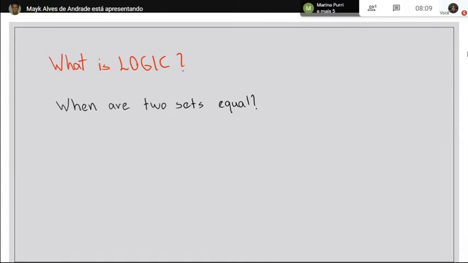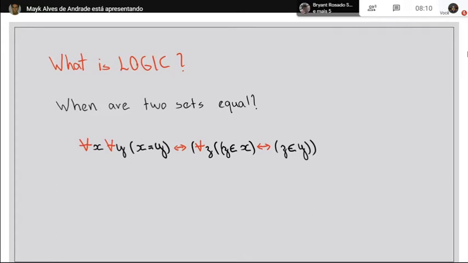So that's another question. When are two sets equal? Well, the answer is when they have the same objects. But usually, someone might tell you that two sets are equal when for every x and for every y, they will answer that question giving a formula or a sentence in this language here.